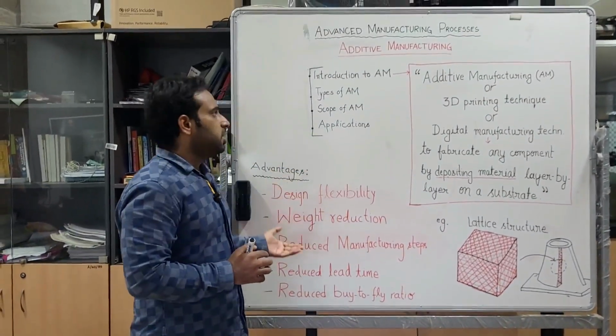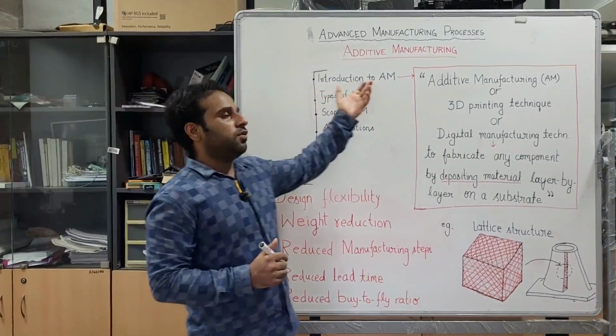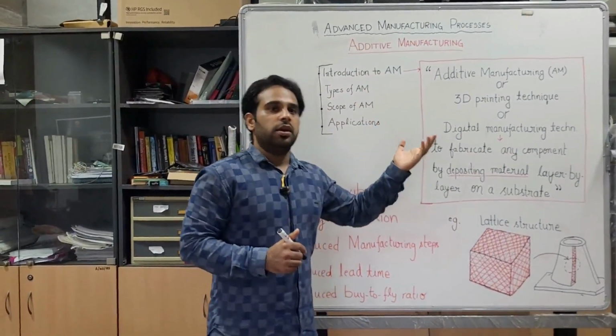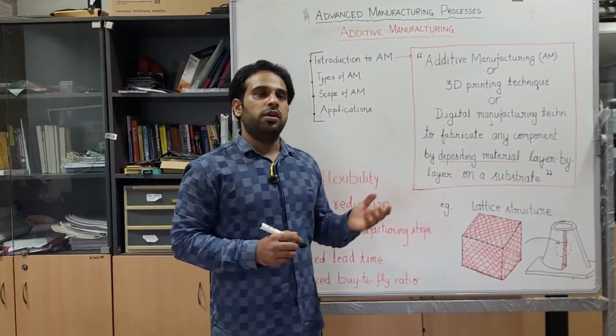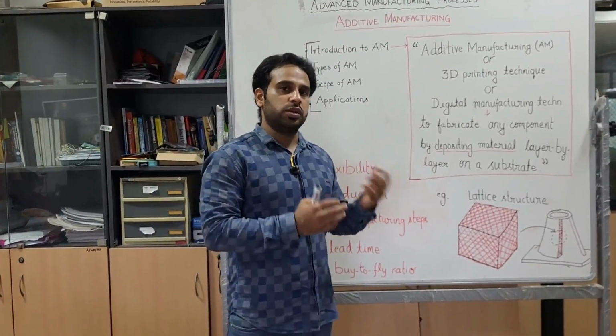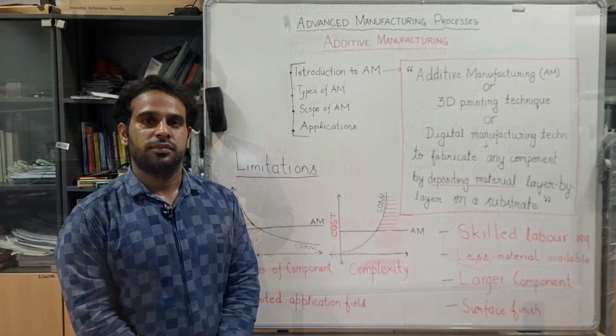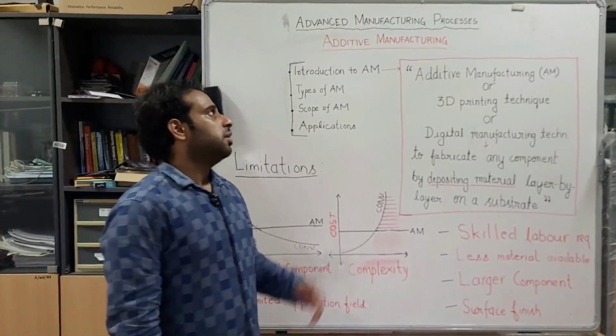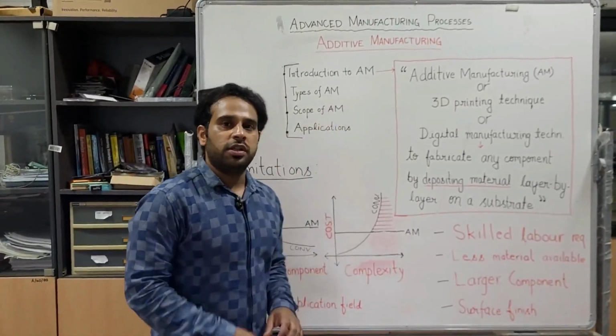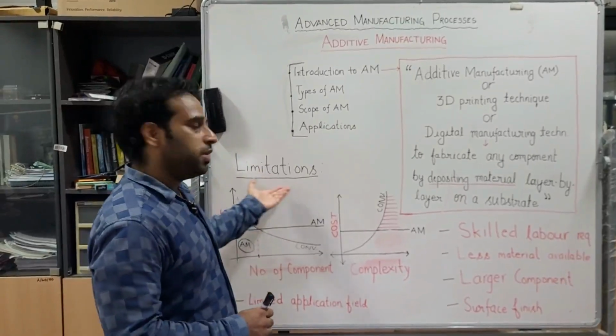So this is the main advantage behind using additive manufacturing, and that is why it is attracting the scientific and industrial community to produce a component over the conventional subtractive manufacturing process. After understanding the different advantages of additive manufacturing, now we are going to understand the limitations of additive manufacturing.